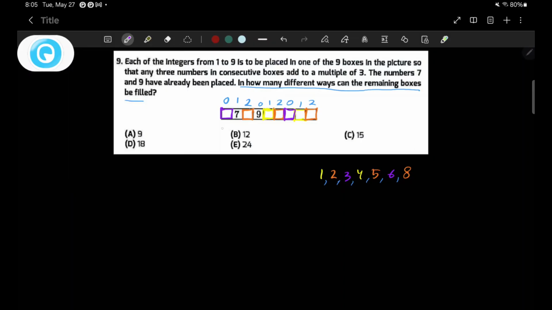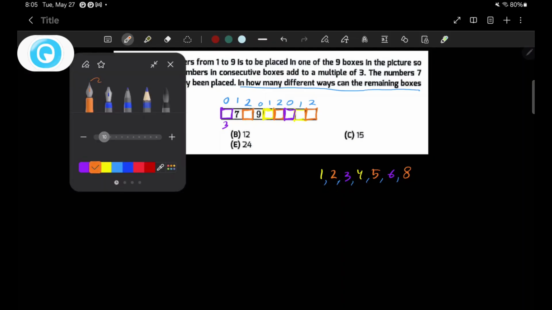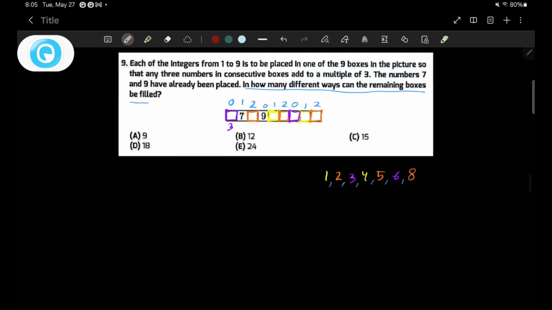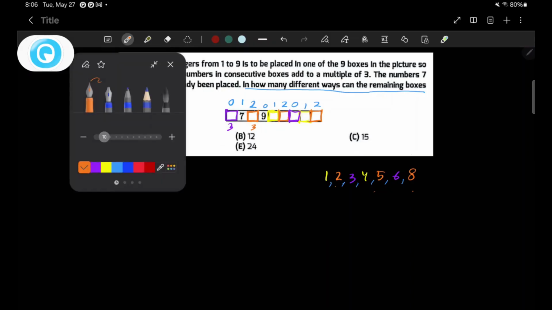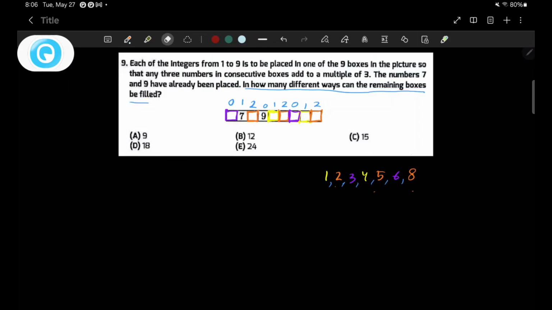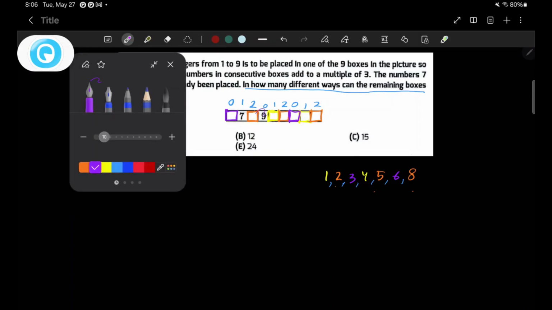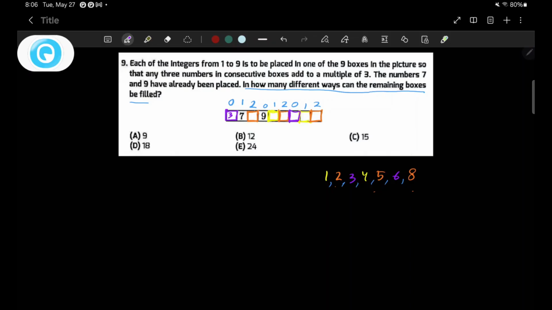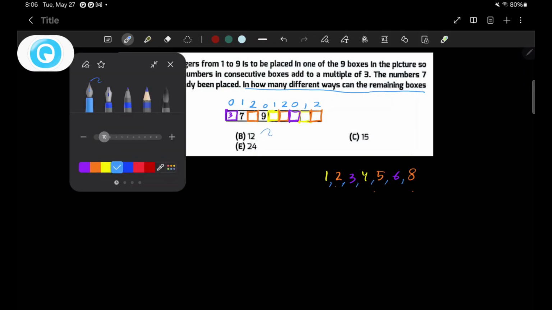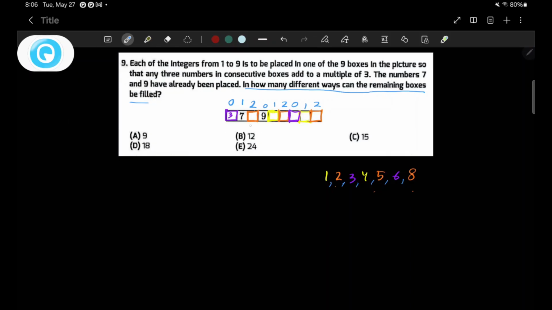Let's first start with 3 here. When we have 3 here, the number of choices that we have for this orange right here is 1, 2, and 3. So 3 choices. Okay. So the number is 3 here, and now I'm just going to write down the number of choices that we have for every single box. So the number of choices that we have are 3 here.